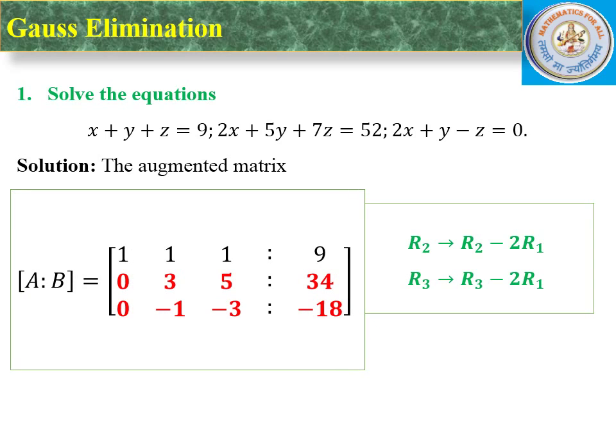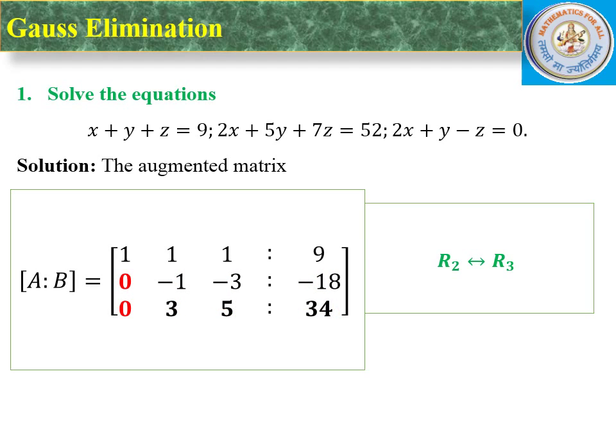Accordingly it is changed to 0 3 5 34 and 0 minus 1 minus 3 minus 18. What we operate on the rows applies to both the coefficient matrix and the column matrix. Now for simplification we have interchanged the rows R2 and R3, so it is changed accordingly.